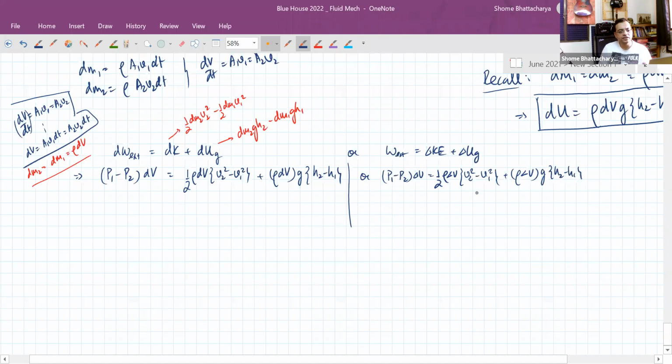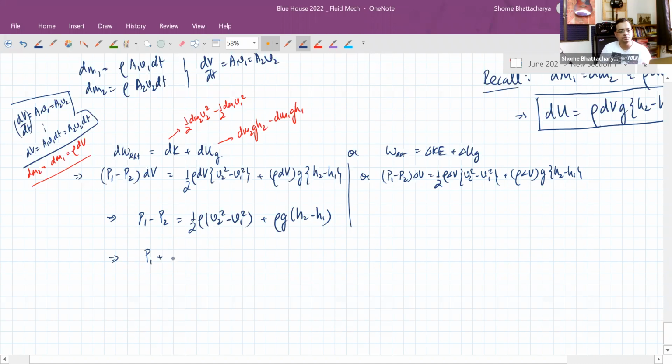So cancelling off the dV, we have the relation that P1 minus P2 is equal to half rho into V2 square minus V1 square plus rho g into h2 minus h1. Now if we organize this equation in such a way that we are comparing all the parameters at point 1 on the left hand side and at point 2 on the right hand side, bring all the terms with subscript 1 on the left hand side of the equation.